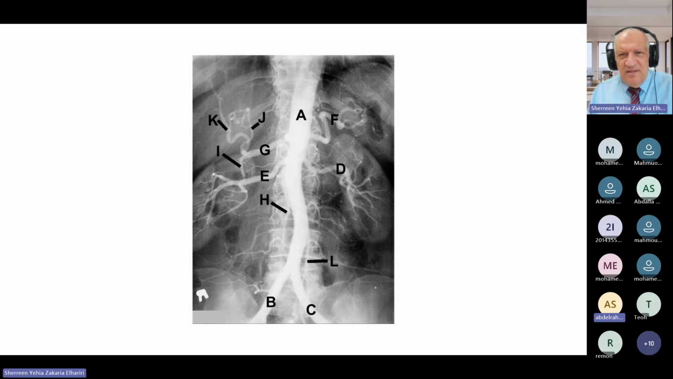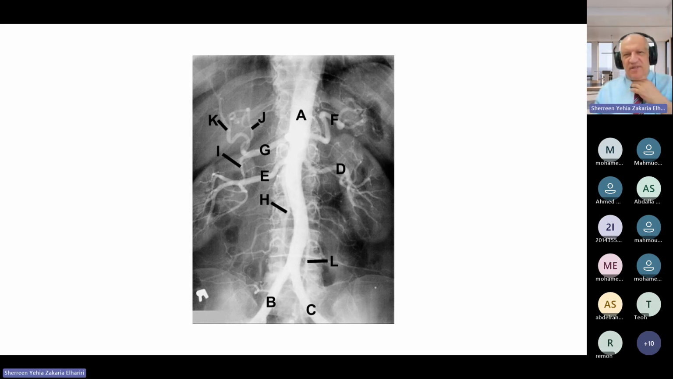Splenic and the facial, common facial. Okay. All right. What is I? I is the left hepatic artery, and the J is the right hepatic. Okay, all right, we see you.